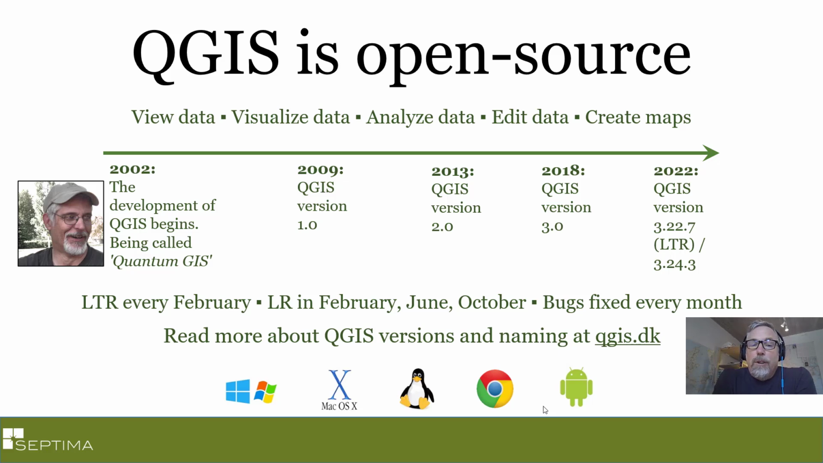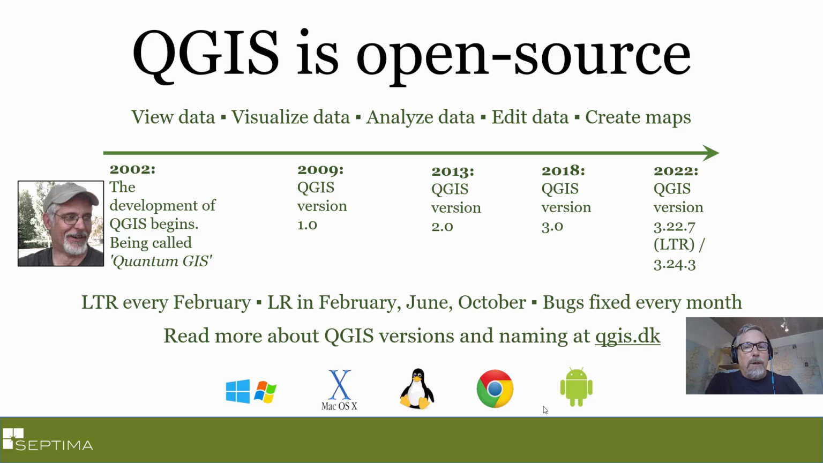LR. So QGIS has a very fast development pace. There's an LR released 3 times a year, every 4 months, in February, June, and October. And that's too fast for most people to keep up with. So every spring, there's a version released called the LTR, and that long-term release is supported for an entire calendar year with bug fixes, but there are no new features added to it.